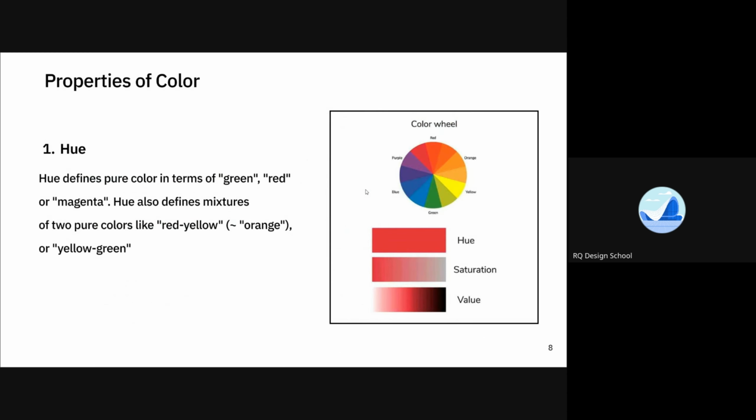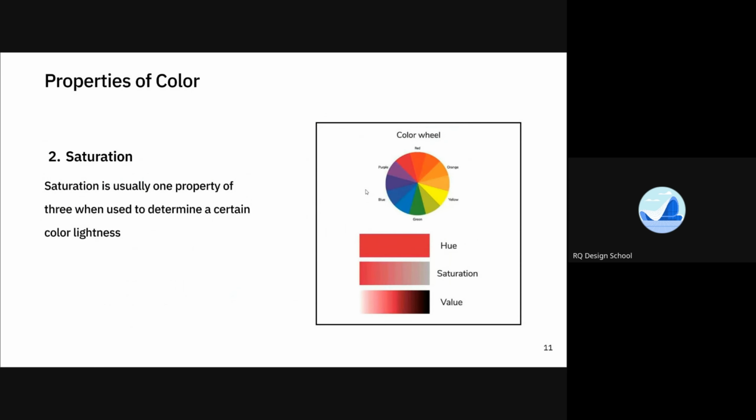Another property of color is the hue. Hue is normally the pure color in its default state. Maybe it's green, red, or magenta. That is something that can be attributed to hue. And also it can be a mixture of two pure colors, maybe like red and yellow. The next is saturation. Saturation is a hue color, but with a certain degree of lightness added to it.